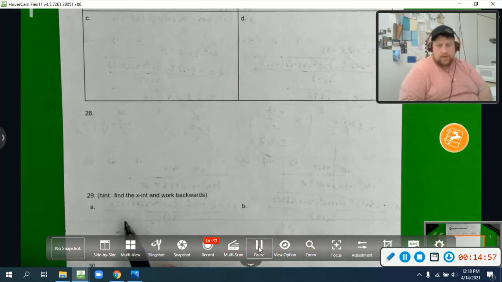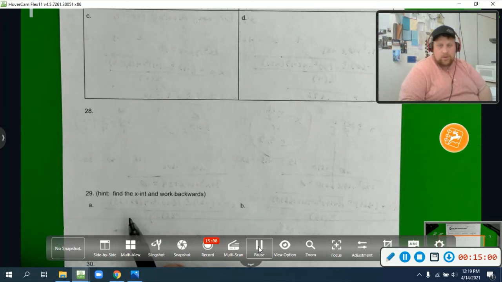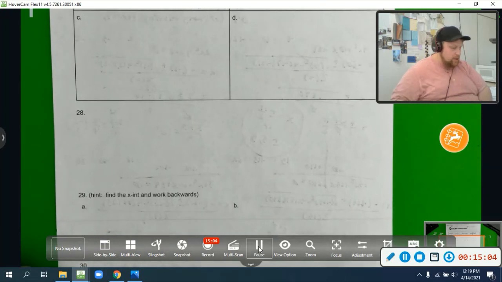29 is like we talked about a while back, where we talked about working backwards, right? You're going to start out with the intercepts and work backwards to the equation. Is there anything I need to think about in those? I've already worked them out.